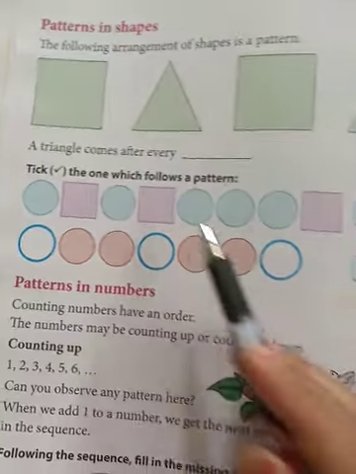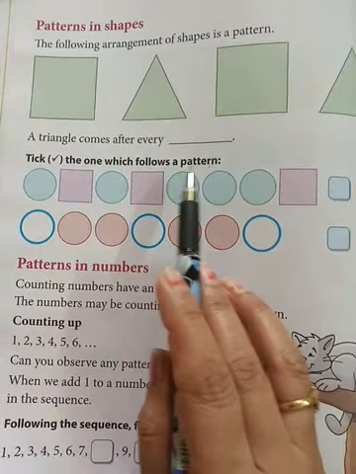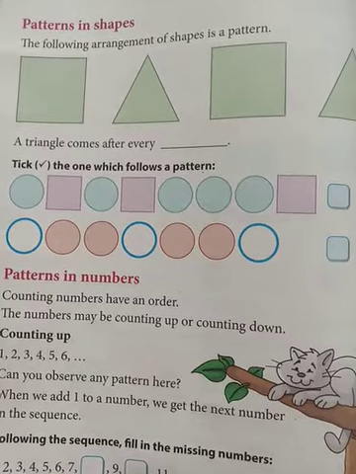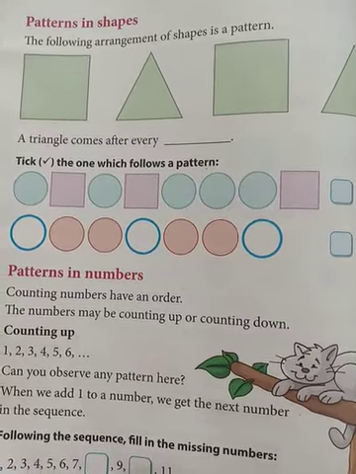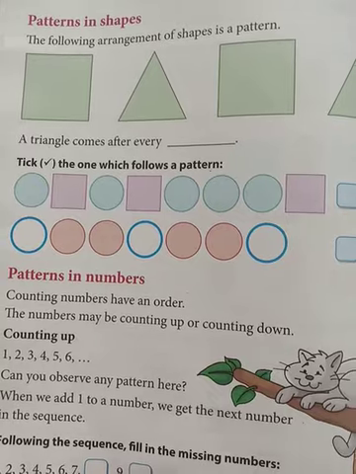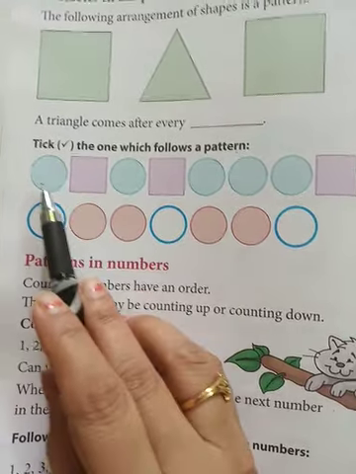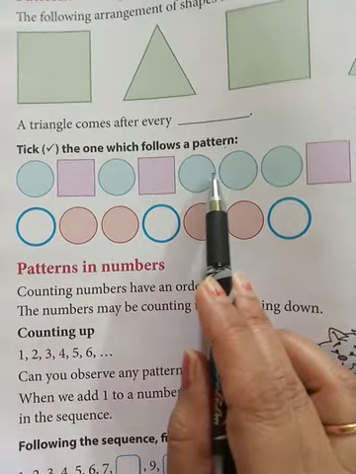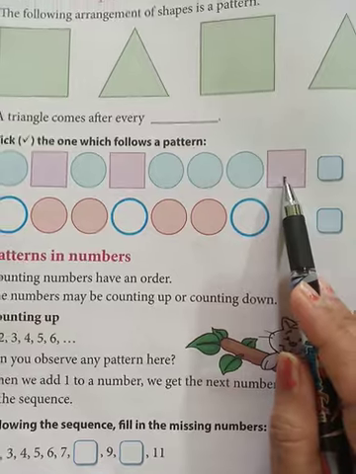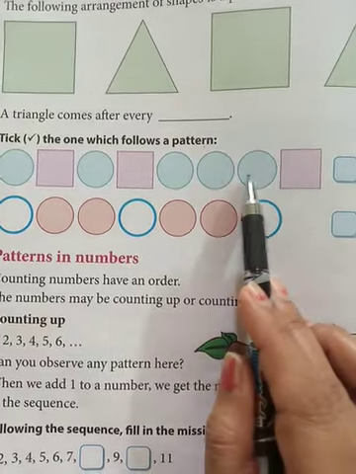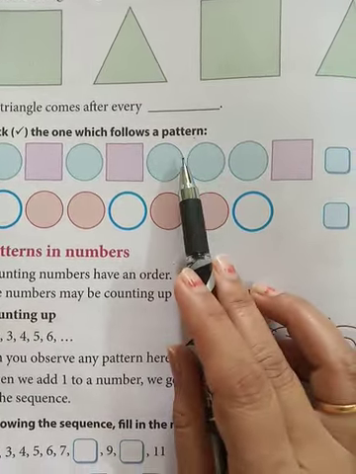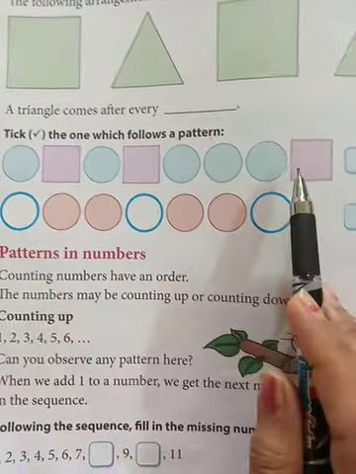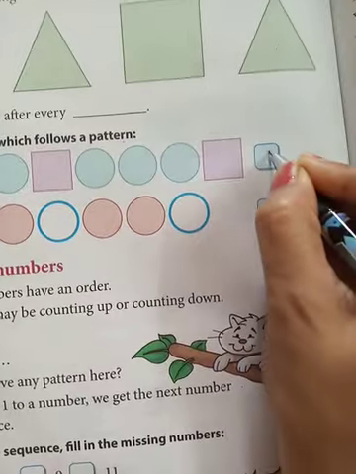Okay, now see, tick the one which follows a pattern. Now out of these two we will see which is the right pattern. If it is a pattern we will tick, if it is not a pattern we can cross it. Let us see the first one now. This is circle, square, circle, square. Now they have given 3 circles and square. So it is not a pattern, because instead of 3 circles, if we have drawn 1 circle, then it would be a pattern. Now this is not a pattern. So we will put a cross here.